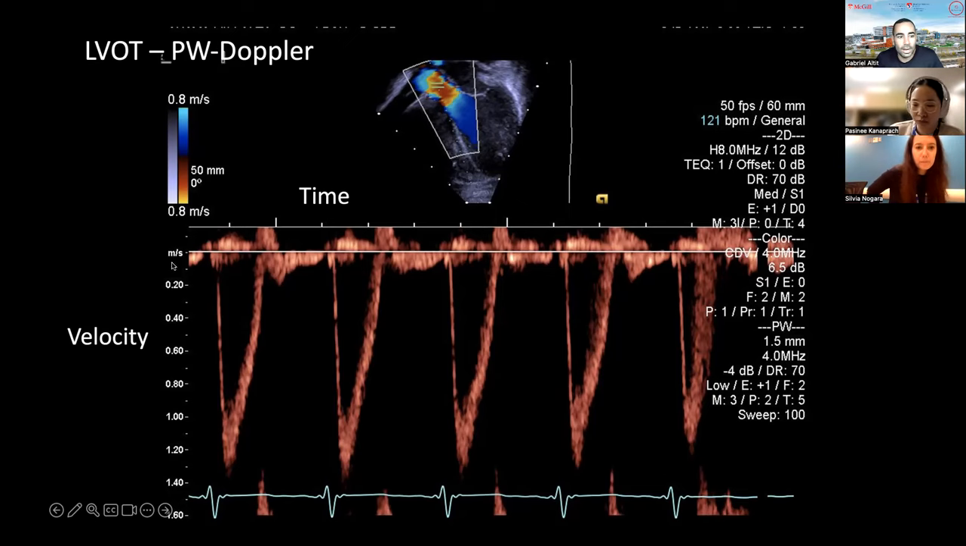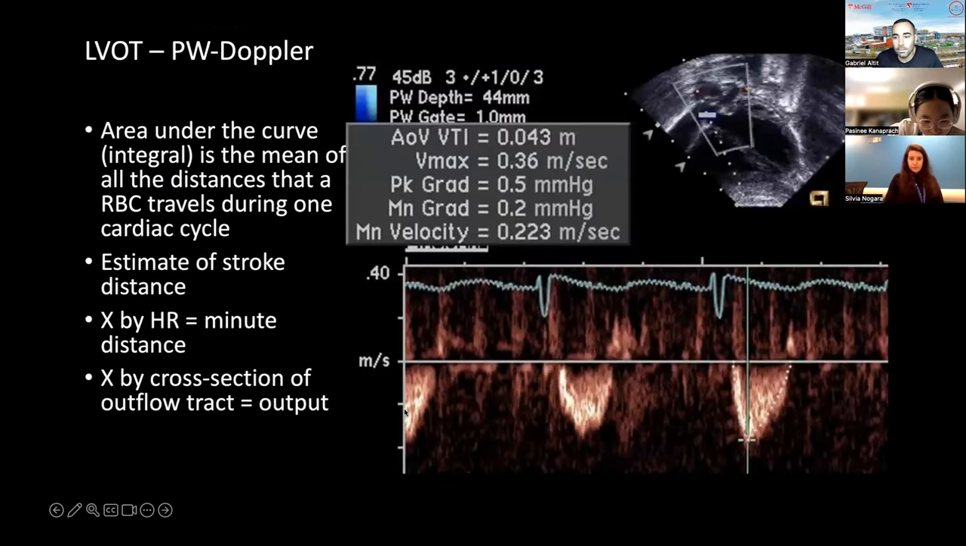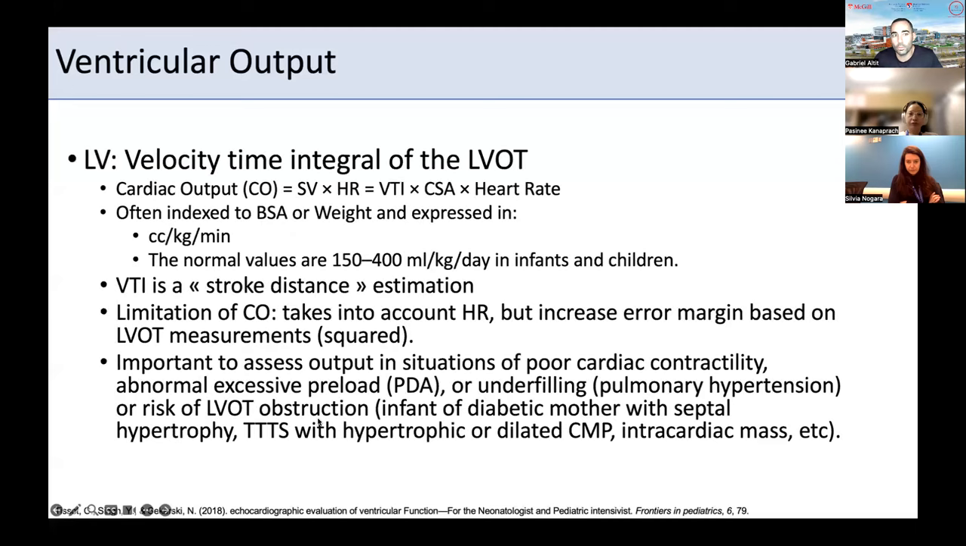You have time, you have velocity, and then the same thing as you are going to be doing for the RV outflow tract, you want to do the area under the curve, which is called the aortic valve VTI, and you get a stroke distance. And then this stroke distance can be expressed when you multiply by heart rate into a minute distance. And once you have your minute distance, you can multiply by the cross section of the outflow tract and you get an estimate of your output. So that's pretty much the calculation.